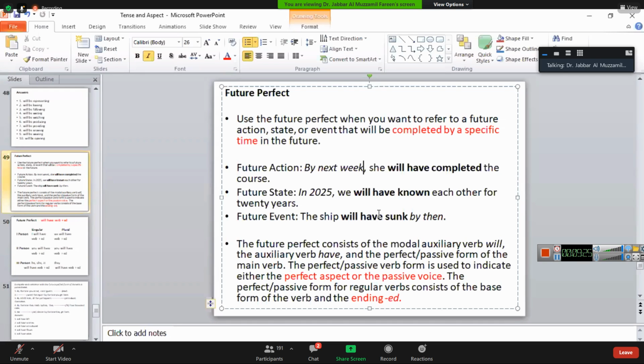The keyword you have to see is will plus have. There are two auxiliaries, will and have. Then you have to take the past participle. Okay, so: will have completed, will have known, will have sung. These are all irregular verbs. Complete, completed, completed. Know, knew, known. Sink, sang, sunk.